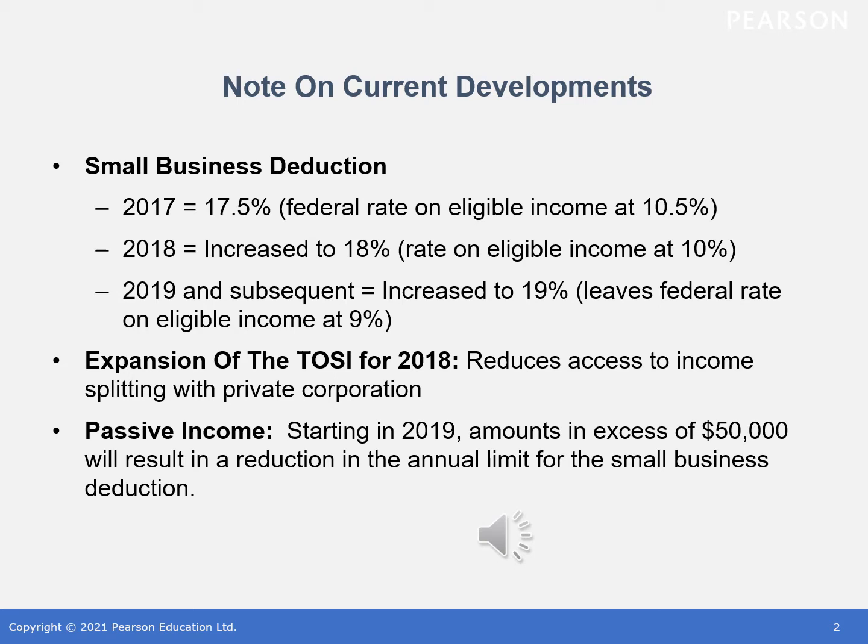In these situations, lots of wealthy folks would leave money that they didn't need in their corporations and therefore avoid or delay current taxes, to be paid in the future. And so the tax on split income was expanded in 2018 in order to reduce access to income splitting with that corporation. And any passive income starting in 2019 in excess of $50,000 reduces the annual limit for the small business deduction for those organizations.